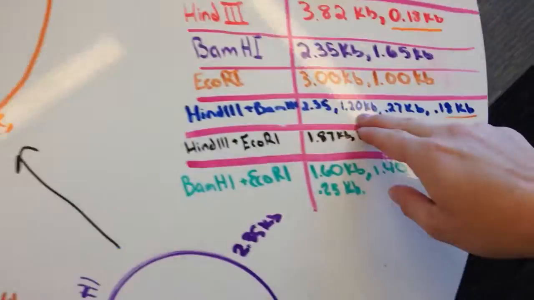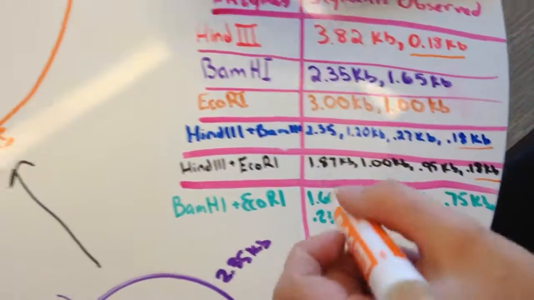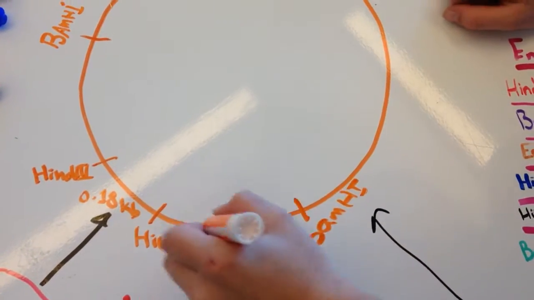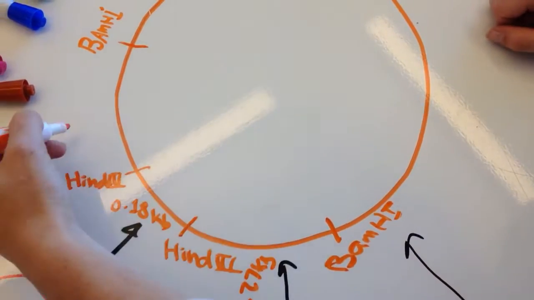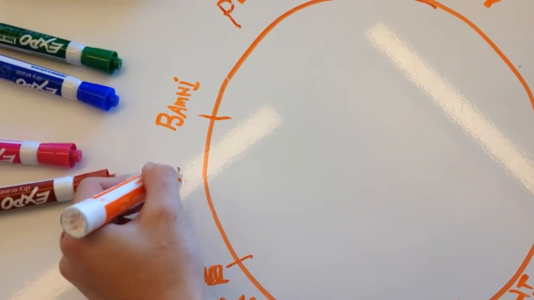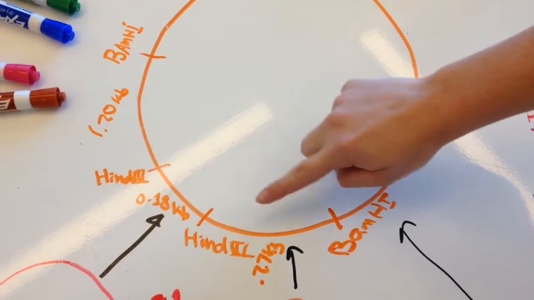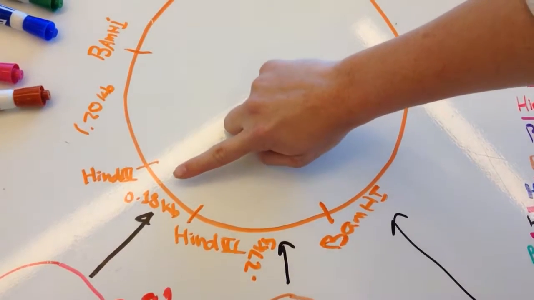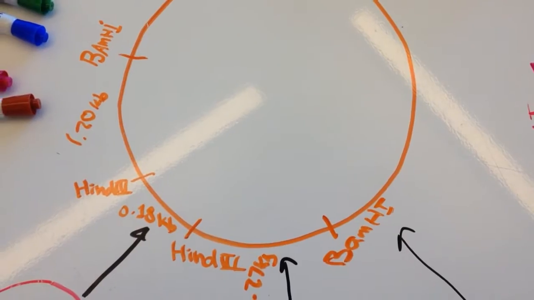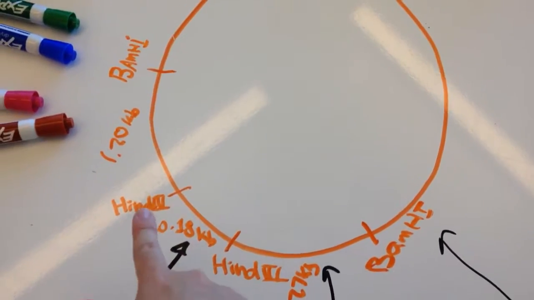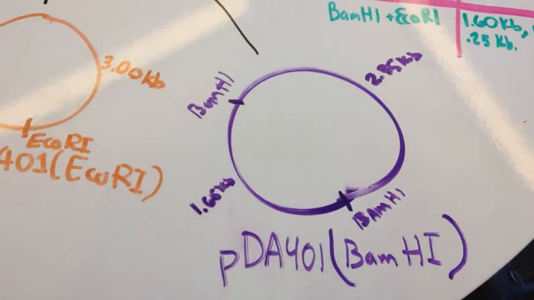And when you look at these, you have a 0.27 kilobase fragment and a 1.2, which, as you can see here, here's the 0.27 kilobase fragment, and here is the 1.20 kilobase fragment. So we have all four. We have the 2.35, the 1.2, the 0.27 kilobase pair, and the 0.18 kilobase, which adds up to 4. And if you didn't use HIN3, this whole thing would be the same as 1.65 kilobase right here.